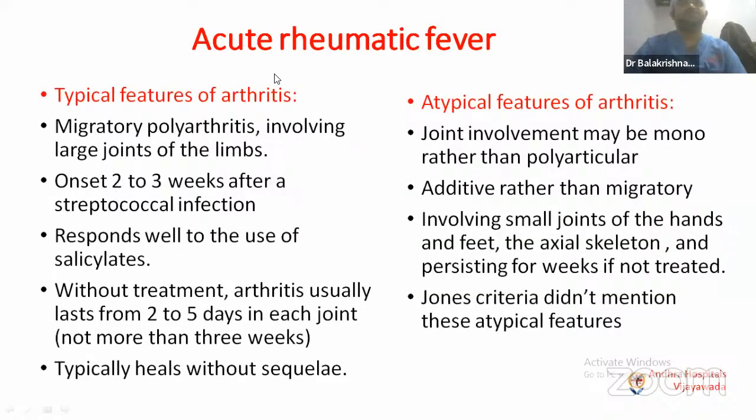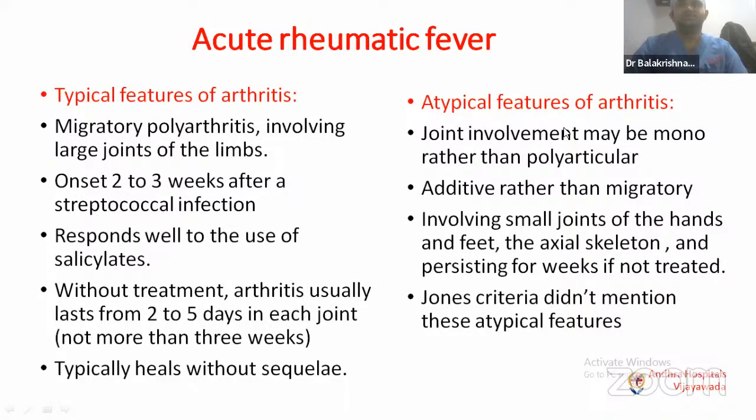So acute rheumatic fever. What are the typical features of arthritis? There will be migratory polyarthritis involving the large joints of the limbs. Onset is 2 to 3 weeks after streptococcal infection. Usually they respond well to salicylates such as aspirin. Without treatment, arthritis will last from 2 to 5 days in each joint.